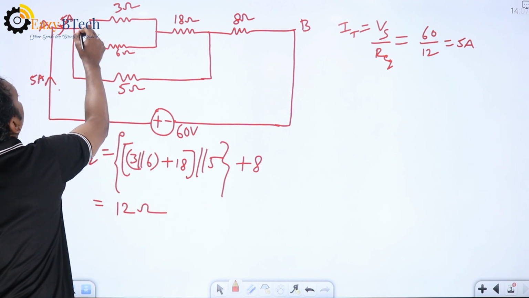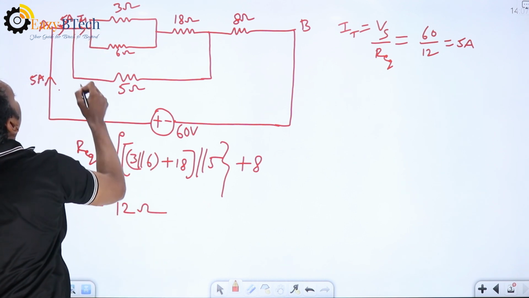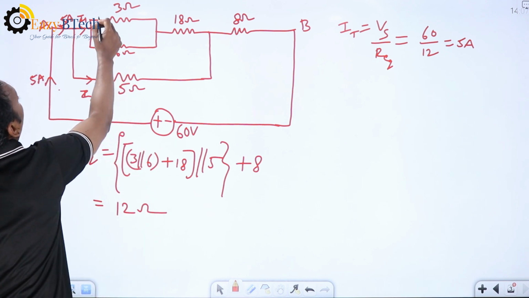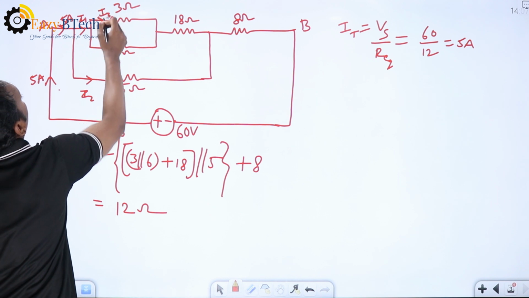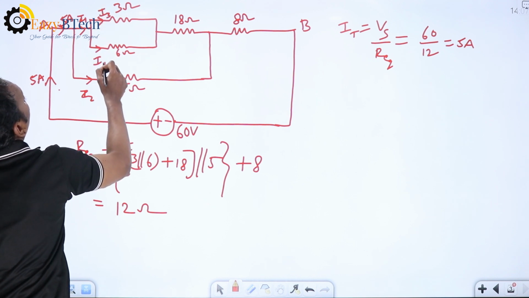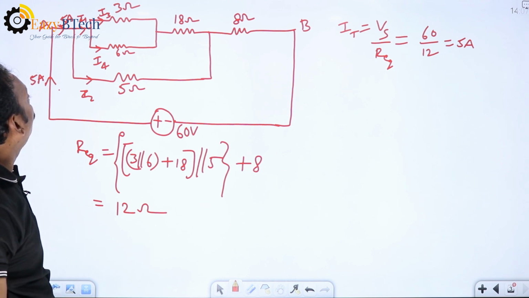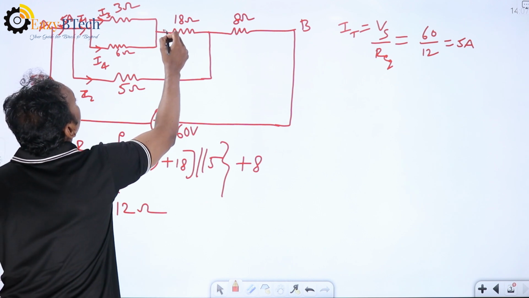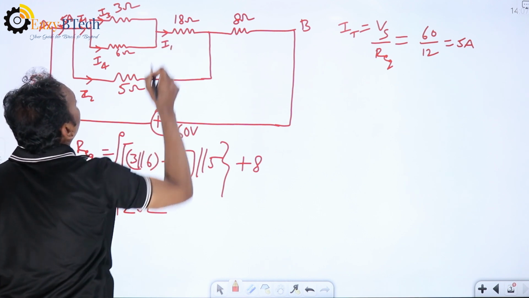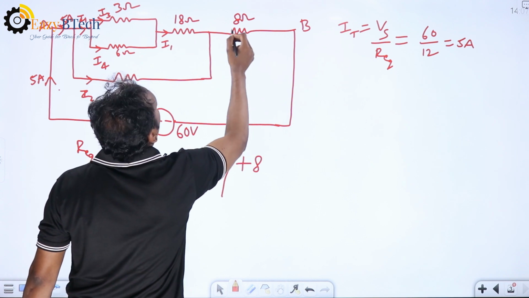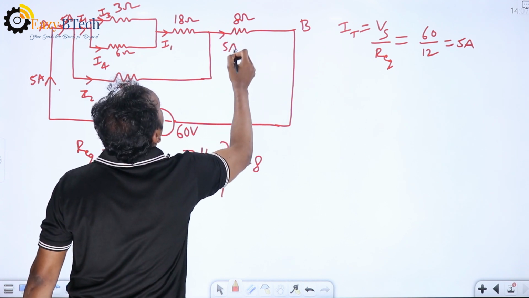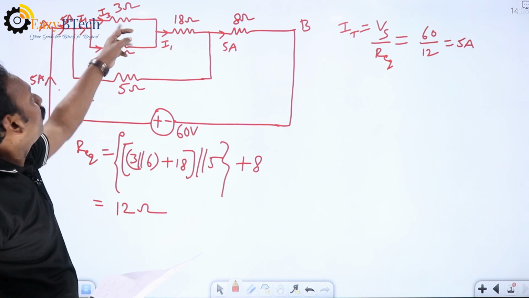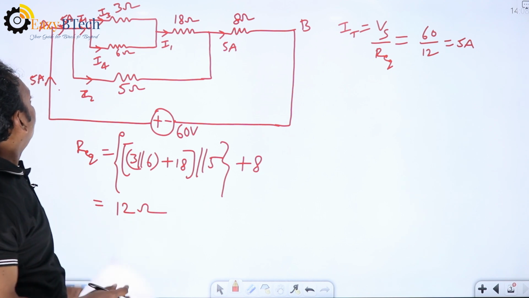Assume this current is I1. Assume this current is I2. And assume this current is I3. And assume this current is I4. So we have to find I1, I2, I3, I4 using the current division rule. The current through 18 is the same current, that is I1 only, and this is the total current, the same 5 ampere. If you know the current, the voltage across each element is I into resistor. Find out the values.